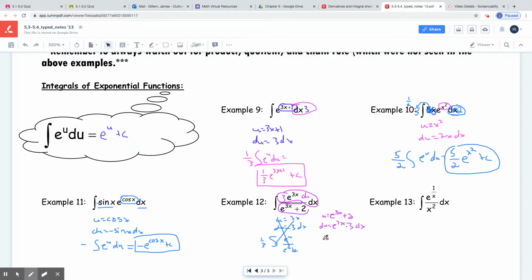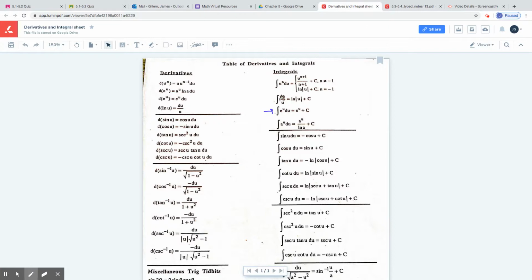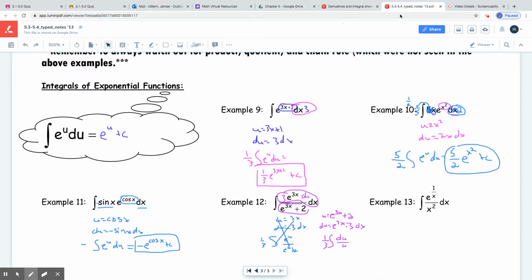So since I added a 3, it's 1/3 integral. And I end up with du over u. Hopefully you remember what du over u is equal to. If you forget, it's right here. The integral of du over u is a natural log of the absolute value of u plus c. So I get 1/3 natural log of whatever u was, which in this case was e to the 3x plus 2 plus c. And there's our answer.